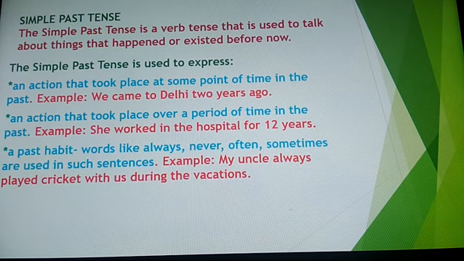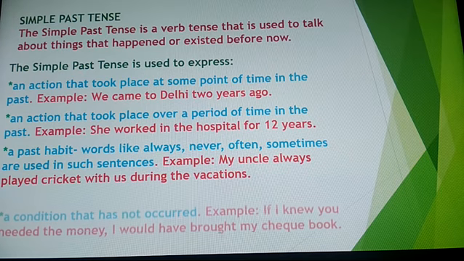Now, simple past tense is used to express a past habit. Words like always, never, often, sometimes are used in such sentences, past habit. Okay, so example, my uncle always played cricket with us during the vacations. Now, played is in past tense. So this is expressing about the past habit. So what was the past habit of his uncle? That is playing cricket. Okay, so always played, ED form. So this is in past tense.